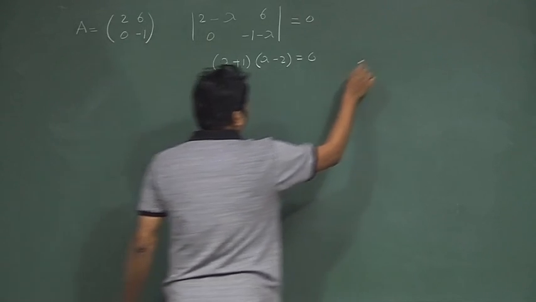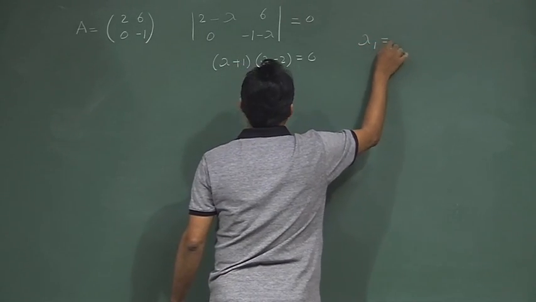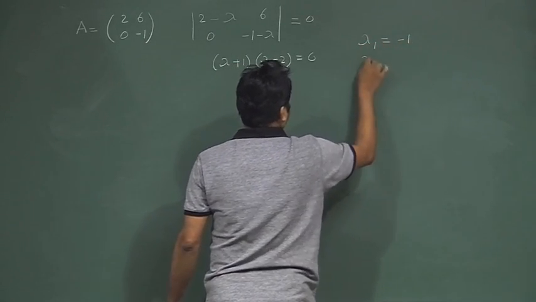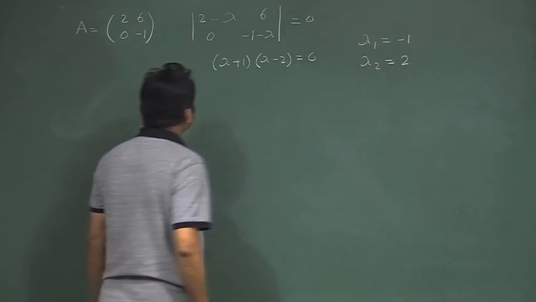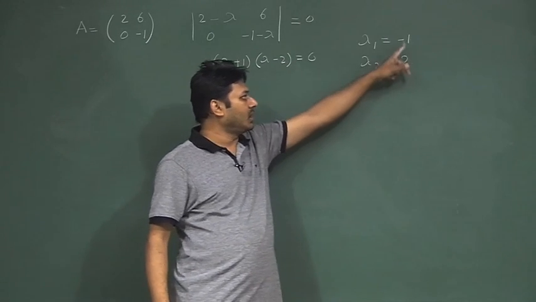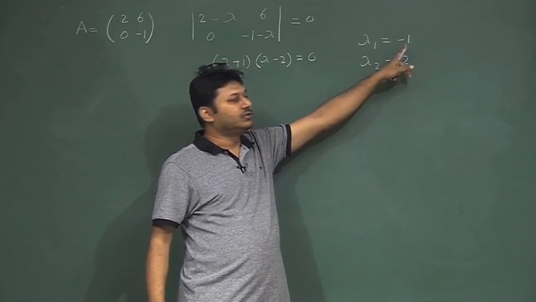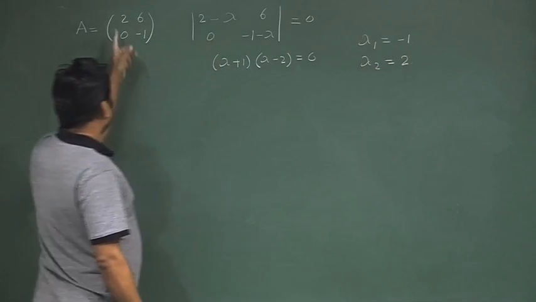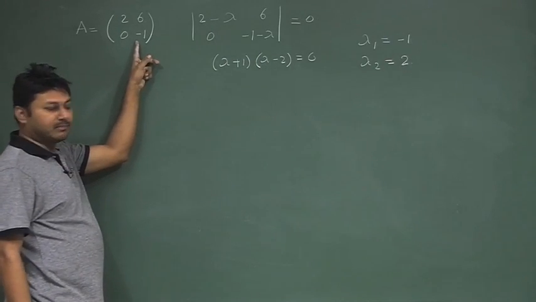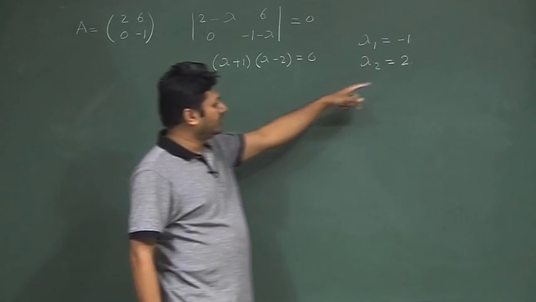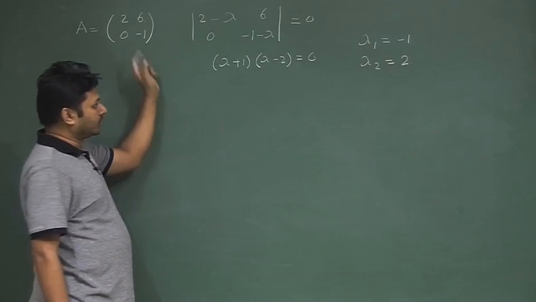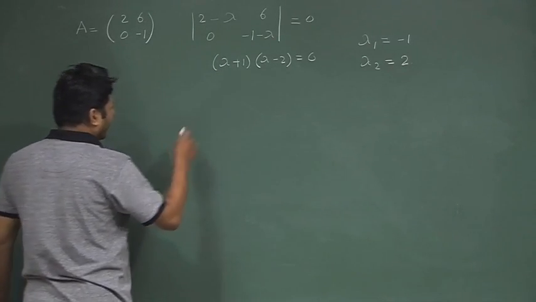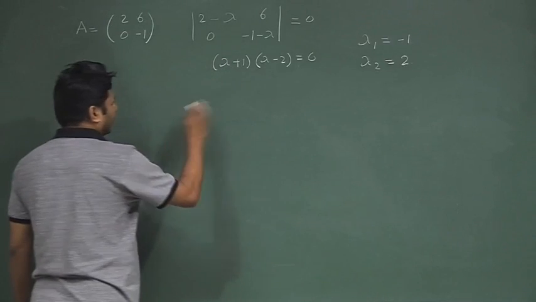So my eigenvalues are lambda 1 is minus 1, lambda 2 is 2. Again you cross verify: 1 and 2, if I add, it will be minus 1. Here also I have the same quantity, so the trace is matching. If I multiply, it will be minus 2, the determinant of this matrix is also minus 2. Now I need to find the eigenvectors out of that.